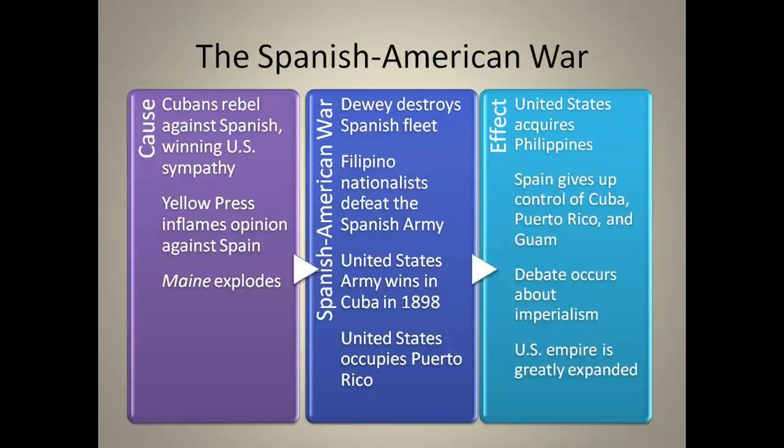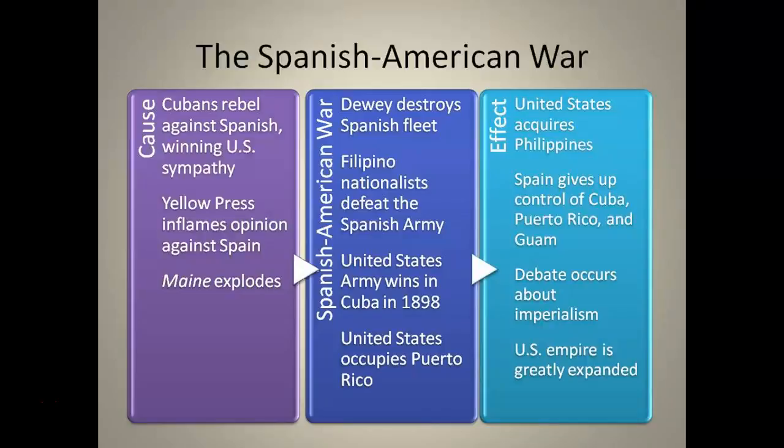Now, overall, we can look at the cause of the Spanish-American War. In the very beginning, we have the Cubans that rebelled against the Spanish that won not only our sympathy, but our overall opinion that they needed help. On top of that, we had the Yellow Press, which caused a lot of public opinion to change, not only for Cuba, but also for Spain. And then we have the explosion of the USS Maine that was in the harbor of Havana.